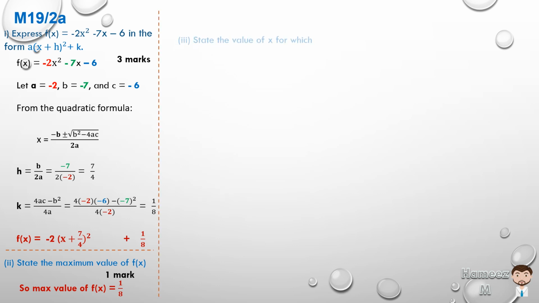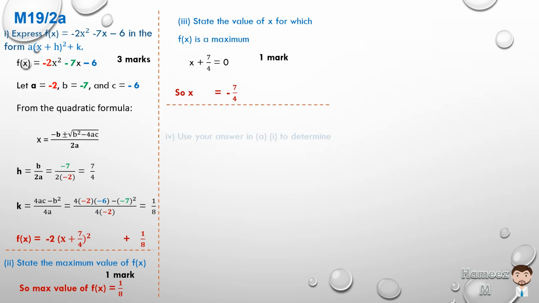Part 3. State the value of x for which f of x is a maximum. And we just said for f of x to be a maximum, the brackets has to be equal to 0. So we can write that x plus 7 over 4 is equal to 0. So x is equal to minus 7 over 4.